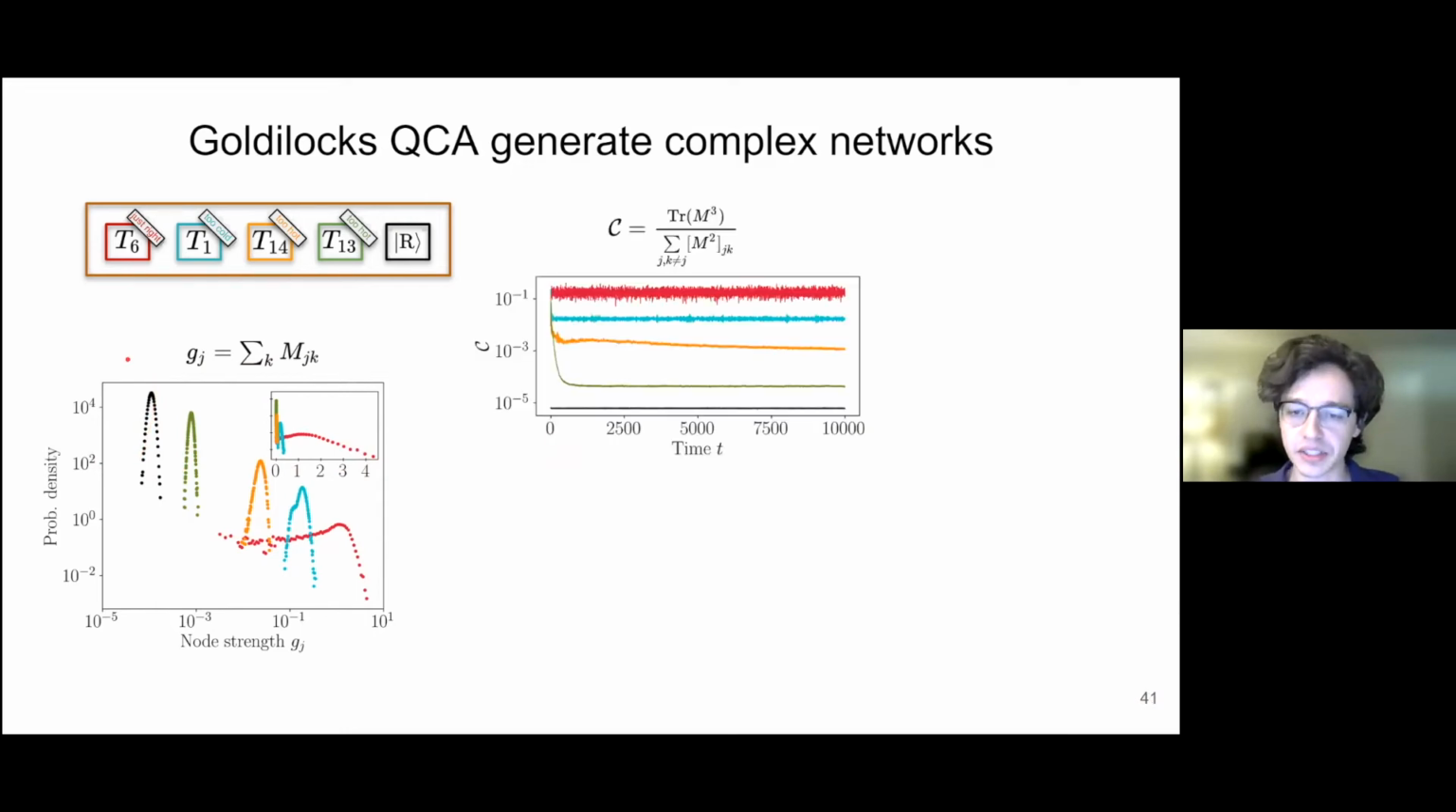Next, we'll look at the clustering. We see that the clustering of the Goldilocks rule is significantly higher than all of the other rules and remains very dynamic out to late times.